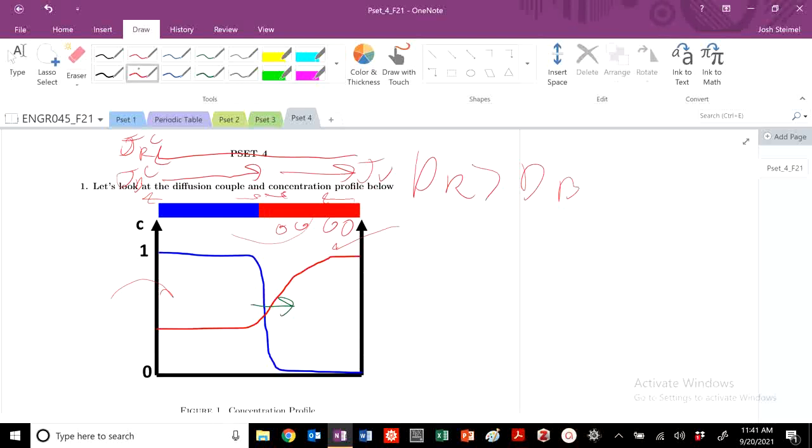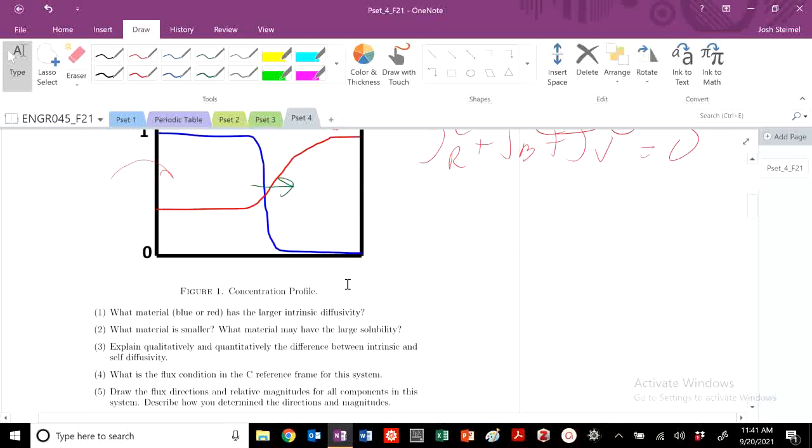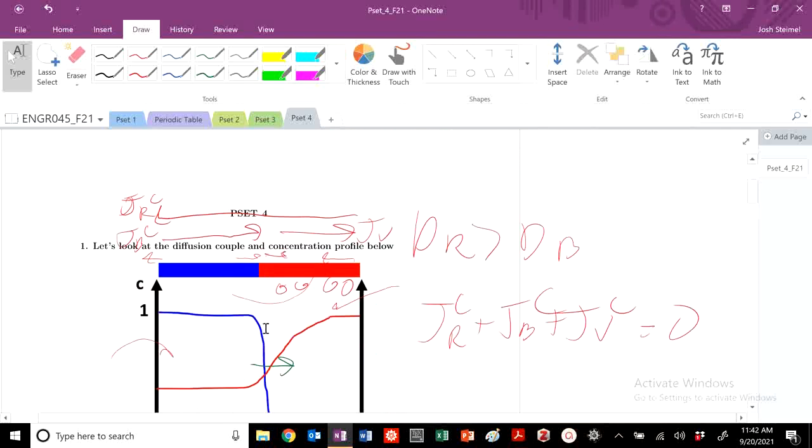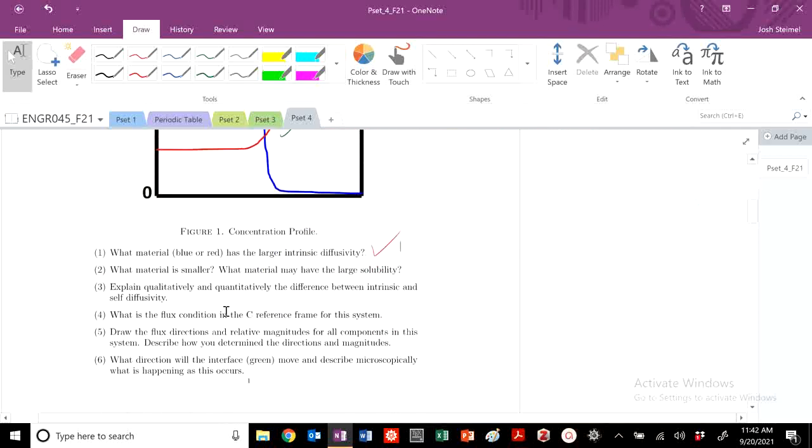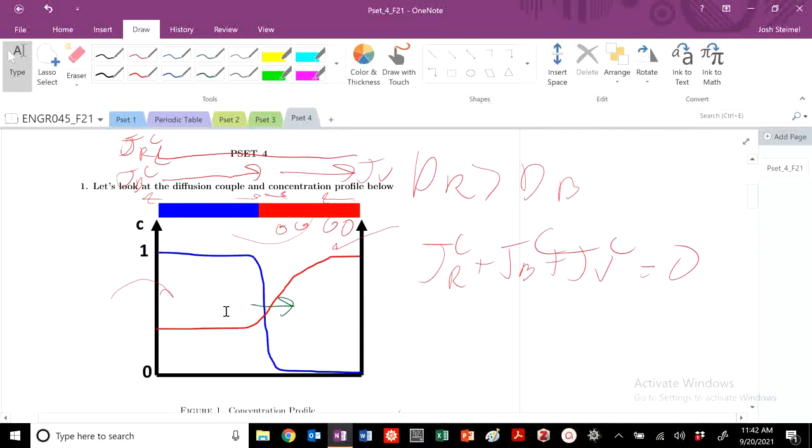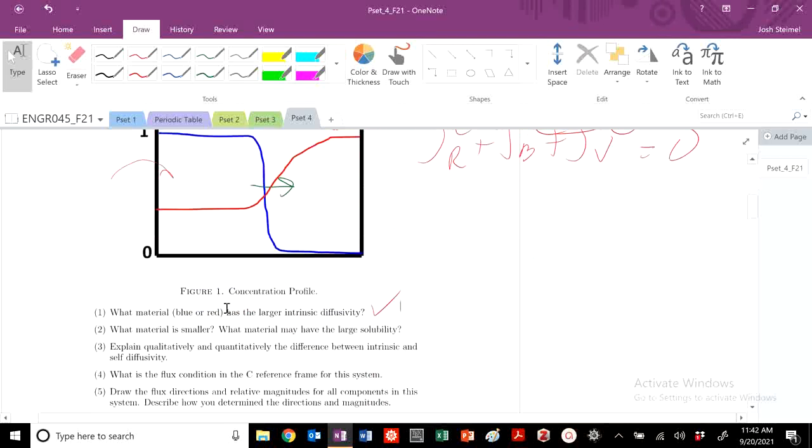You see I drew these all as the same magnitudes because I know that in my C frame, my flux of red plus my flux of blue plus my flux of vacancies must be equal to 0. So let's see what I did. Yep, answer this: which material is smaller? Maybe my red is smaller. Maybe my solubility of red into blue is greater than blue into red. So those could all be answers.